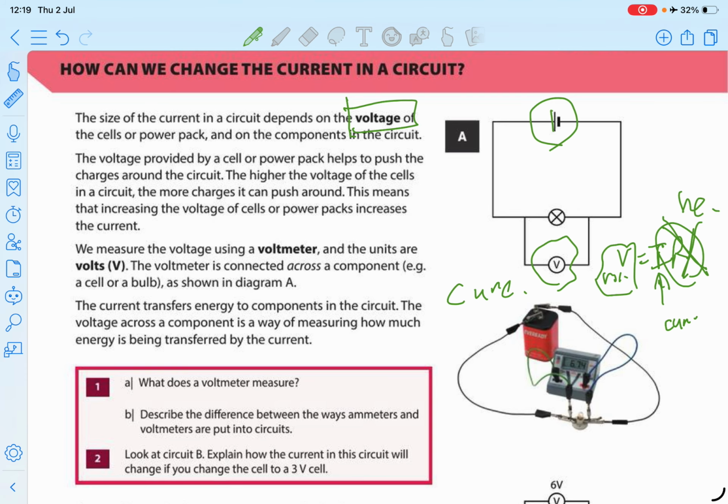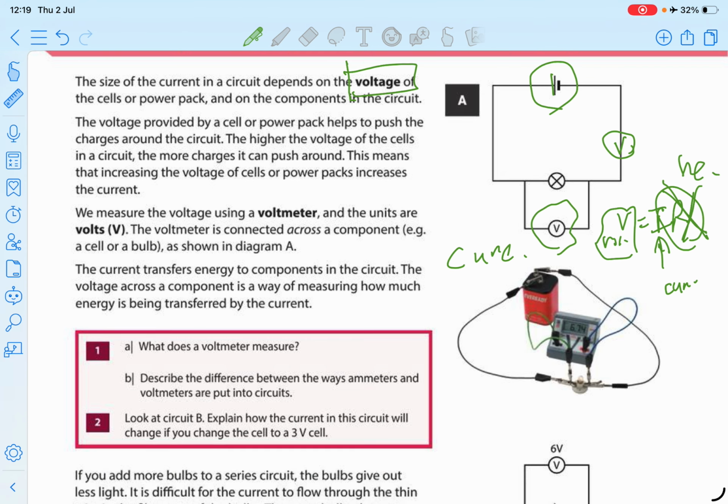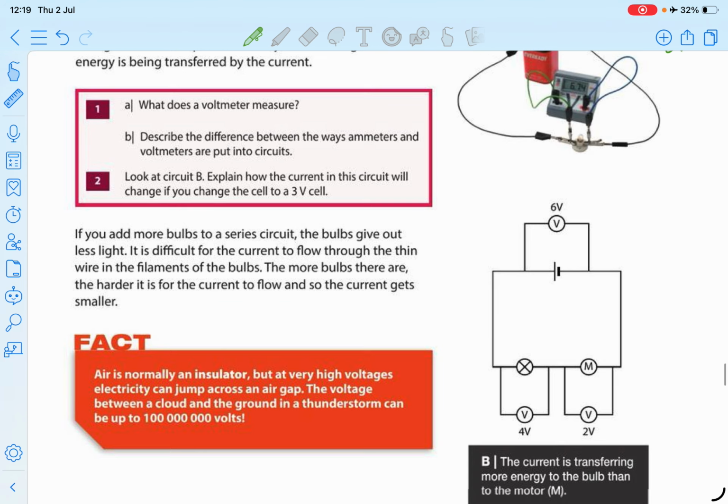This is the bulb. If you connect the voltmeter here in series, it acts as an open switch. The current will not flow. And there is the unit, voltmeter.